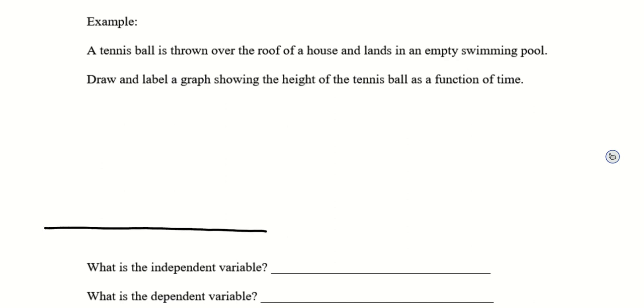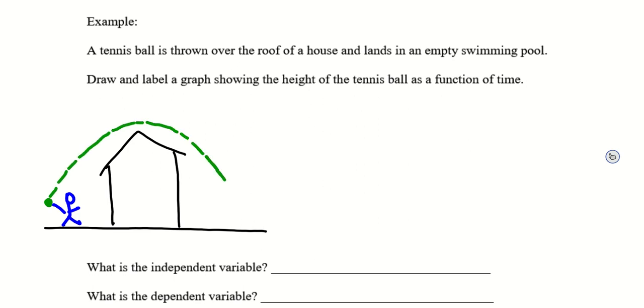So we've got a house. And if the tennis ball is being thrown over a house, there must be a person. And that person has a nice green tennis ball. And let's say that person is you, and you're going to take that tennis ball and hurl that over the house. And it flies over that house and it lands in an empty swimming pool. So we've got a swimming pool here that the tennis ball lands in.